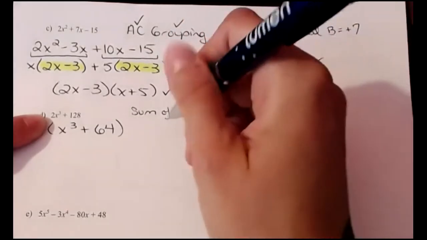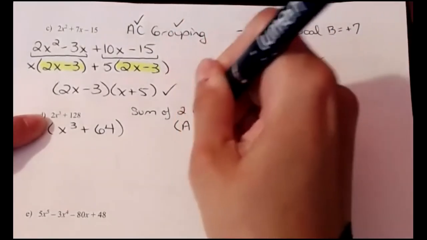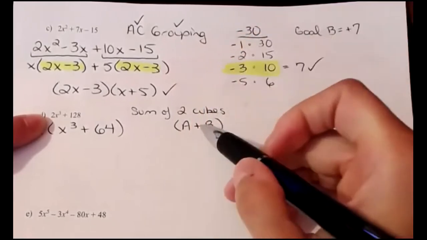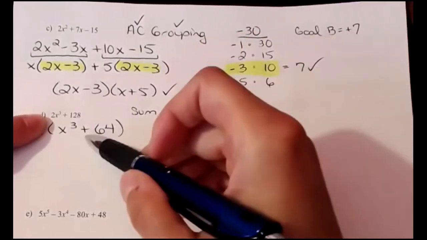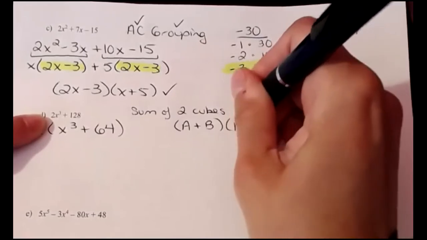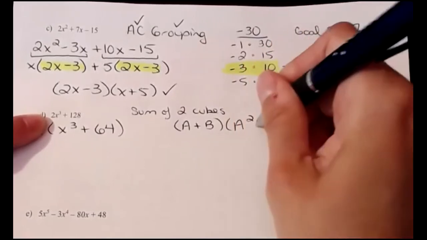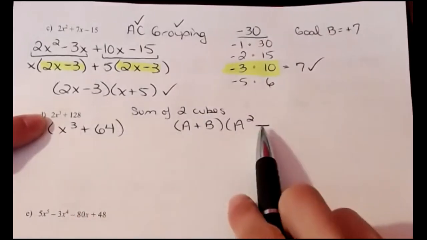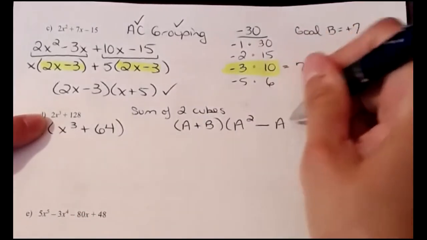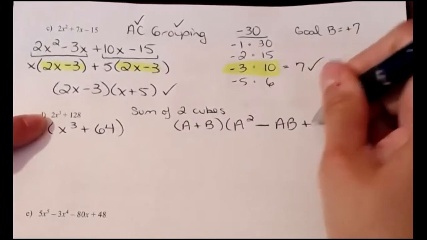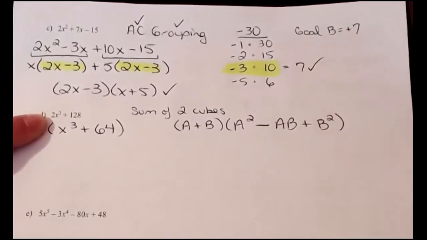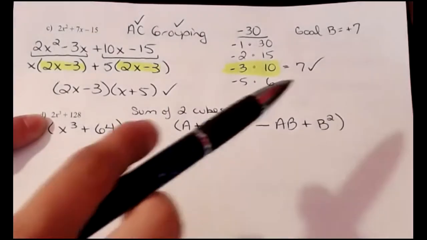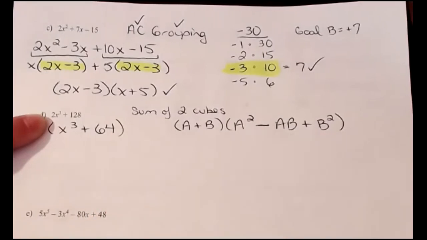So the sum of 2 cubes formula is a plus b, right? This is going to be the same sign. Then we have a squared, and then it's going to be the opposite sign no matter what. So it's going to be the same, then opposite, and then always positive. So remember how we mentioned in the live stream the acronym SOAP? Same, opposite, always positive. SOAP.